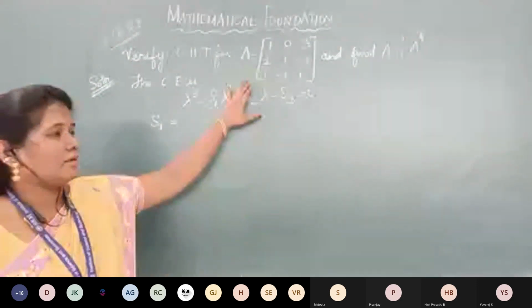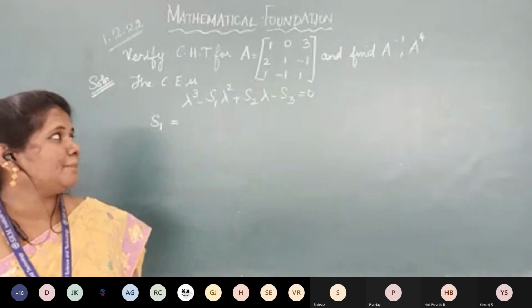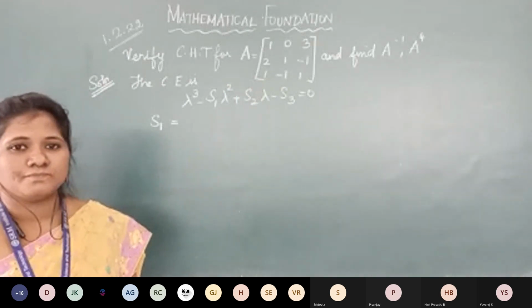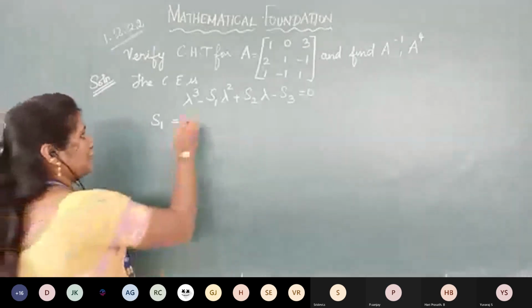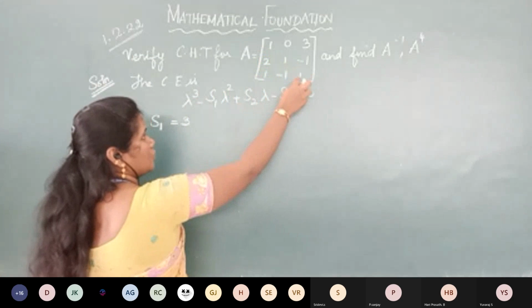So this is your given matrix. What is the sum of the main diagonal? I want you to work it out and tell me. 3. So this is your main diagonal element, 1 plus 1 plus 1.